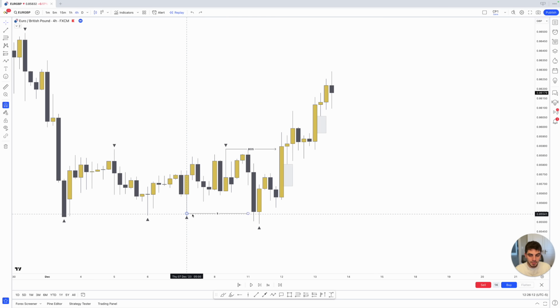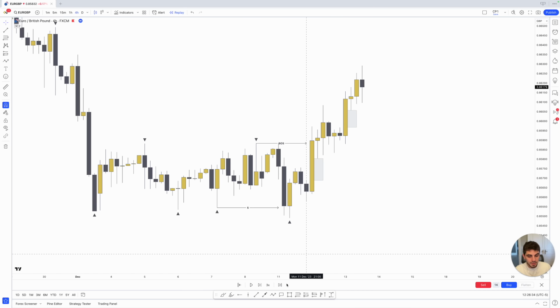You can see that this is not a clear break of structure because price just pierced below the previous low and then pushed heavily to the upside. This, however, is a very clear break of structure because we see multiple candle bodies closing above this previous high right here. So given the fact that this is a clear break of structure to the upside, we can identify that this was the liquidity grab.